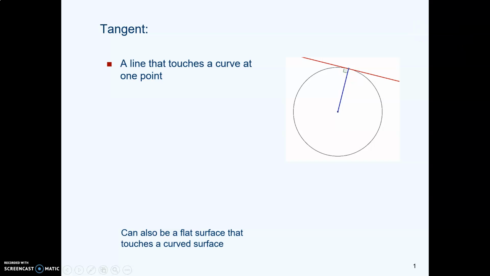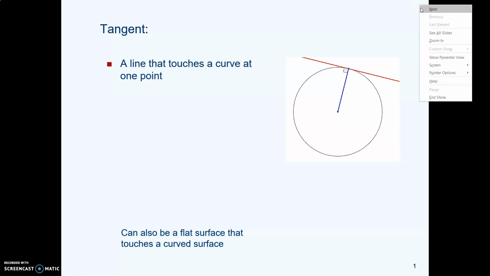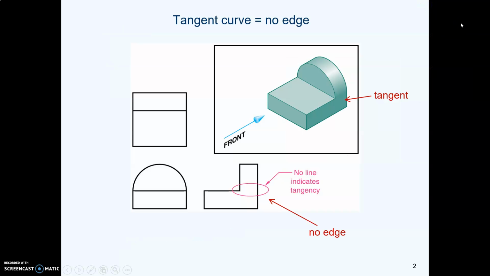Okay, so in this short one, I just want to talk about curves a little bit. A line that is tangent, you probably know this already, a tangent line just touches a curve at one point. And it could also be a flat surface that touches a curved surface. So that's a tangent. And why that matters is because when you are drawing your multi-views, if you have a curve that is tangent to a flat place, you do not draw an edge there.